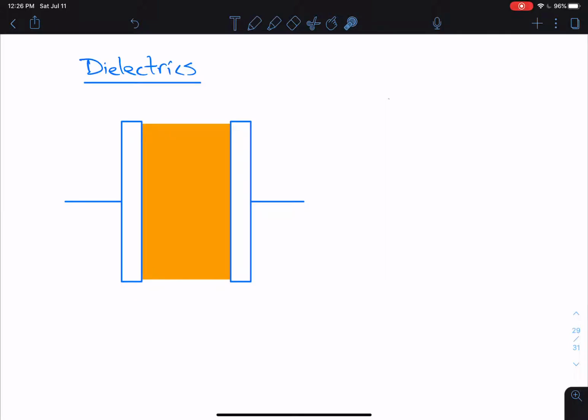Let's talk about dielectrics. I have a parallel plate capacitor here. Here's the left plate, here's the right plate, here are the wires, and this is the dielectric. And I want to go over how the dielectric affects the behavior of the capacitor.